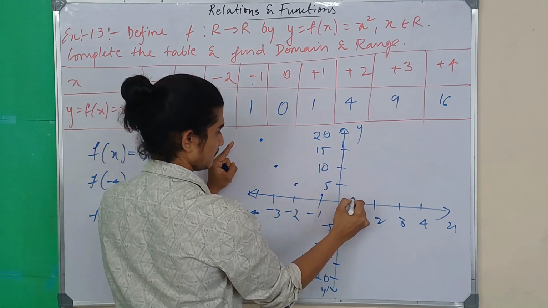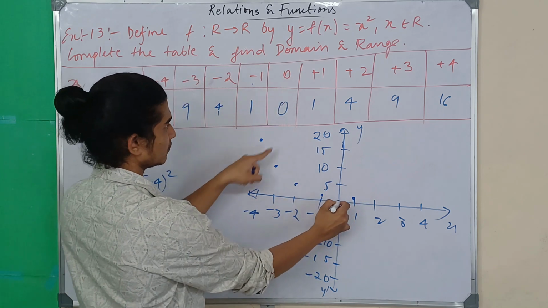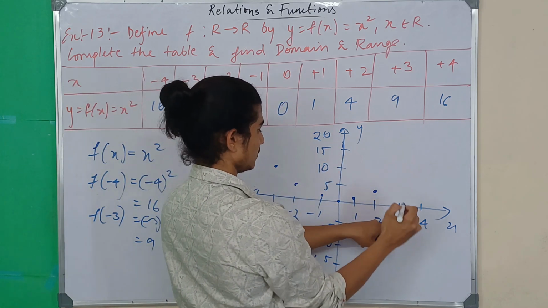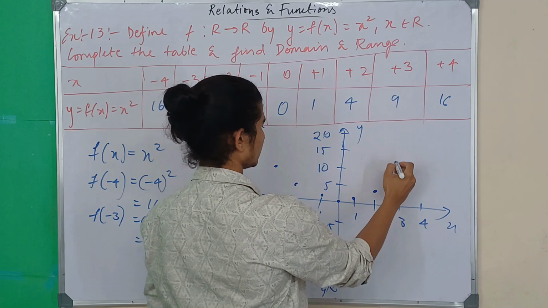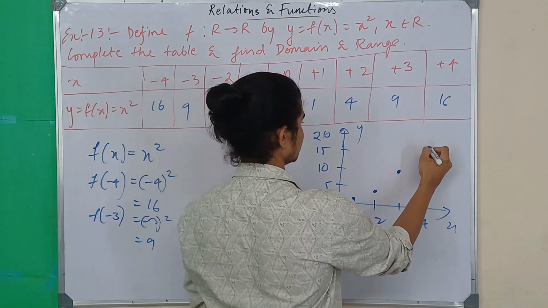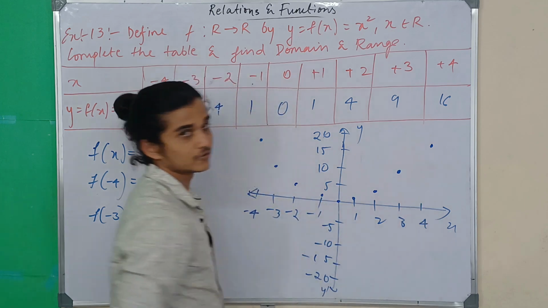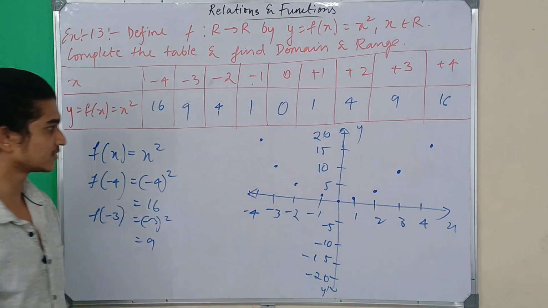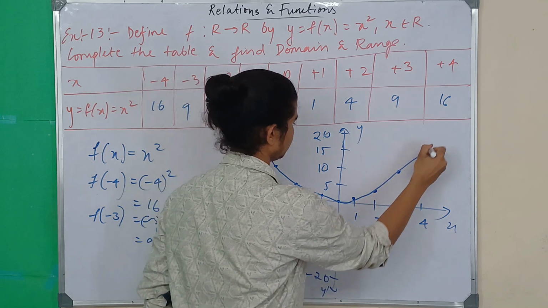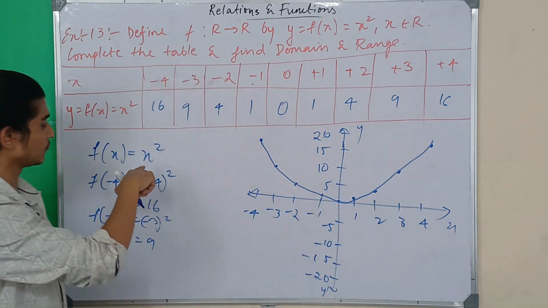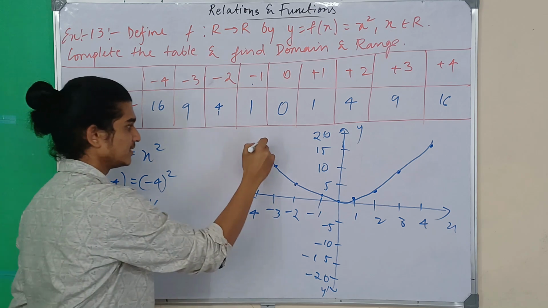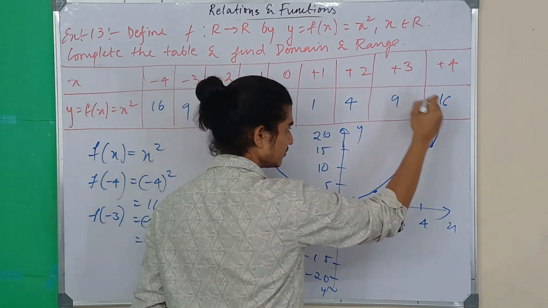If you plot this, 0 comma 0, 1 comma 1 here, 2 comma 4 here, 3 comma 9, 4 comma 16. If you don't know how to plot a graph, you're in the wrong video. If you join all these points, you're going to get this parabola. So the graph of this particular function is a parabola. Based on this, you can find the domain and range. It basically extends all the way up to infinity.